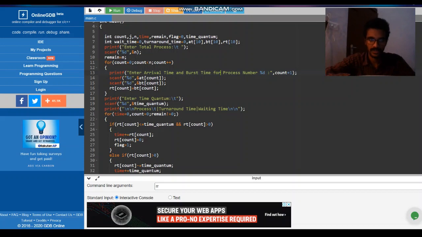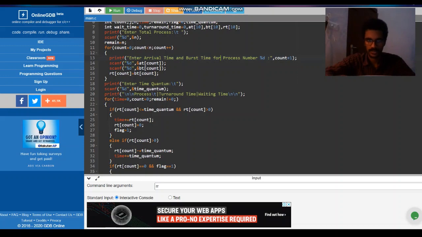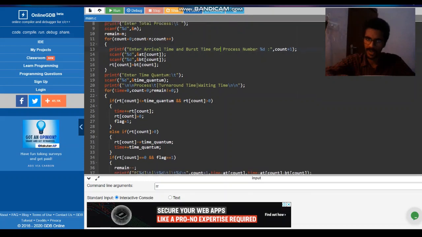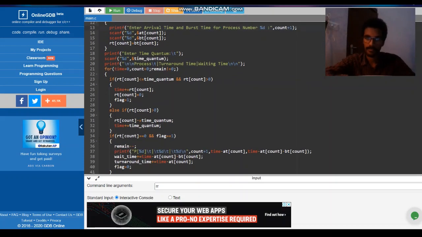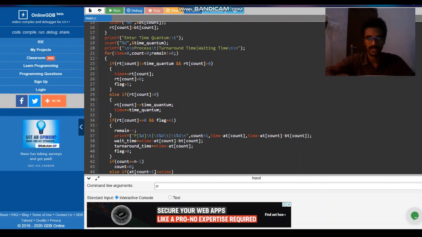Like for time equal to 0, count equal to 0, and remain not equal to 0, if rt of count is less than or equal to time quantum, and rt of count is greater than 0, that means time plus rt of count, sum gets summed up into time, rt of count is equal to 0, you're taking flag is equal to 1. Else if rt of count is greater than 0, you're subtracting the time quantum from rt of count, and then time plus equal to time quantum is getting summed up and saved into time, the variable.